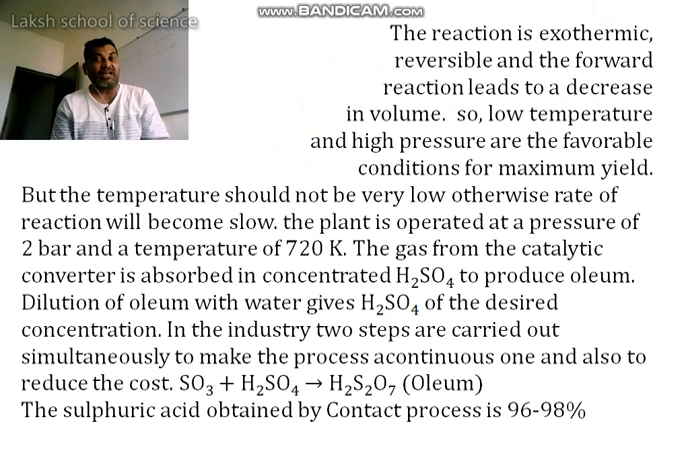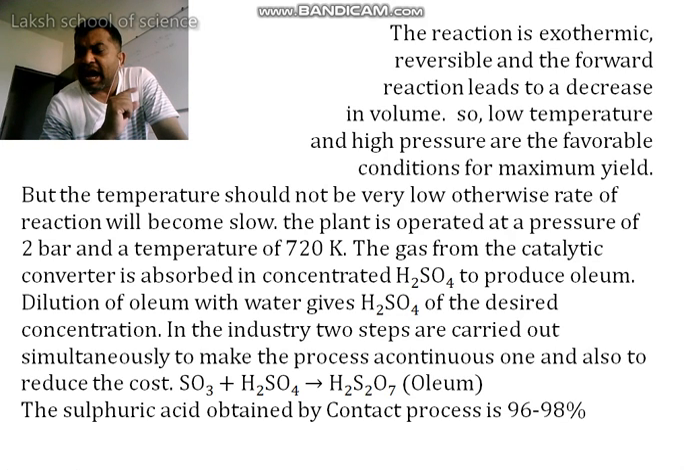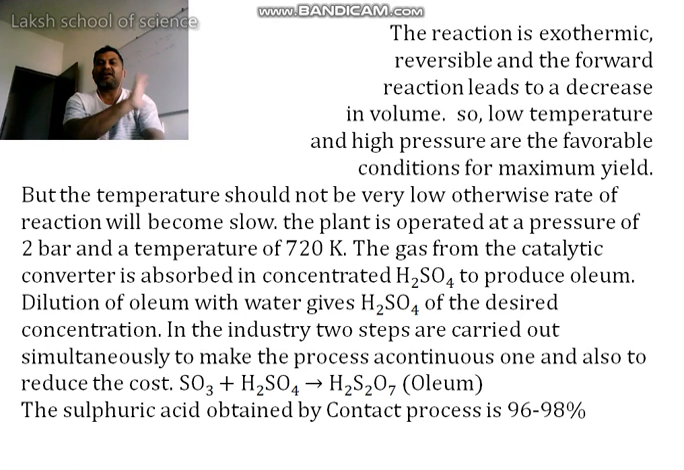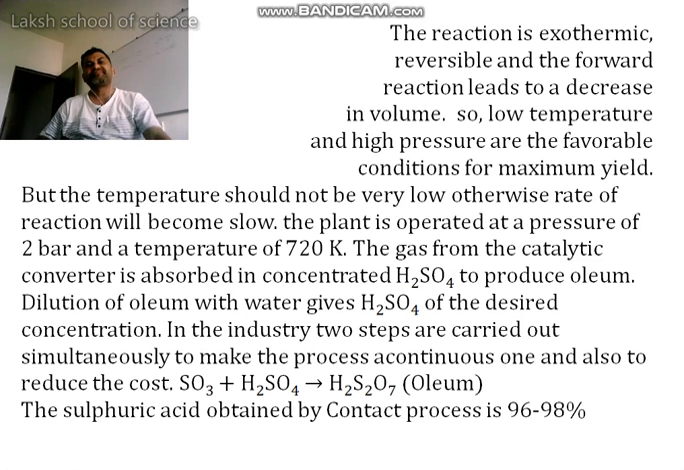The reaction is exothermic, reversible, and the forward reaction leads to a decrease in volume. Now we know that in any reaction, with passage of time the temperature increases and the backward reaction starts, and if the backward reaction is started, the forward reaction decreases and that's why the product becomes less. So this will be some tentative idea. Low temperature and high pressure are the favorable conditions for maximum yield. If you want maximum yield, which conditions should be applied? High pressure and low temperature. But the temperature should not be very low, otherwise the rate of reaction will become slow.